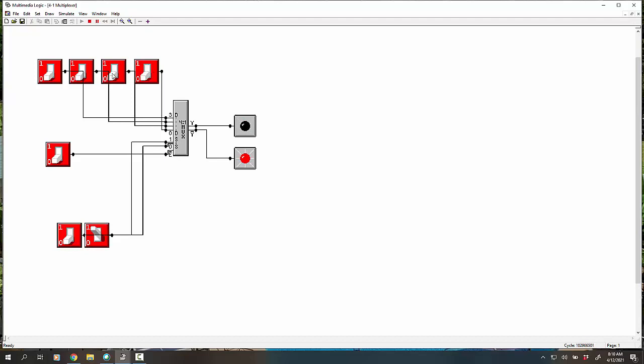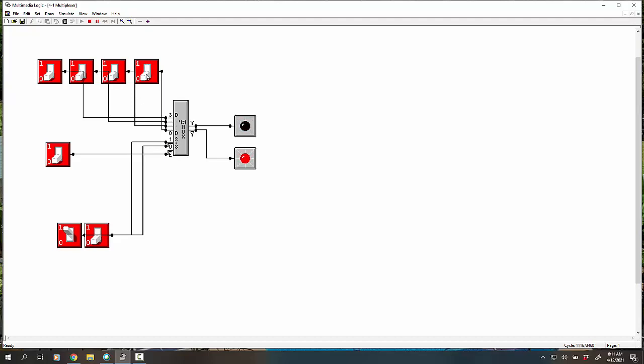Nothing happens with the 0 input. Nothing happens with the number 2 input or the number 3 input. Just the number 1 input, I'm sorry. Now if I activate this switch, this would be binary 2, which is going to be this input.